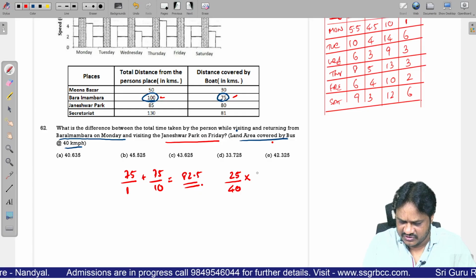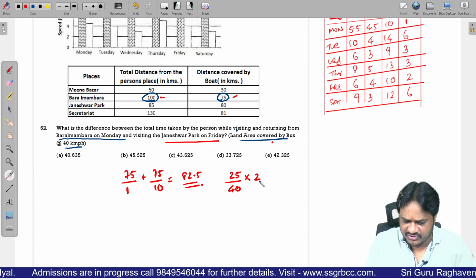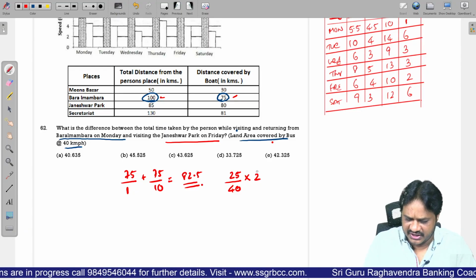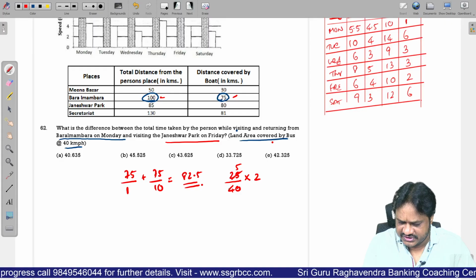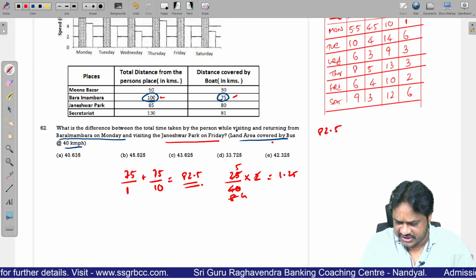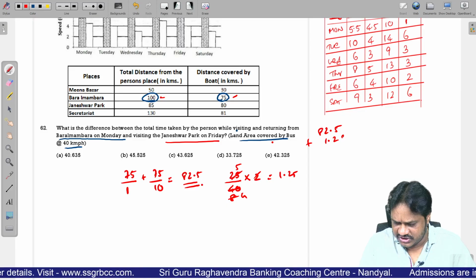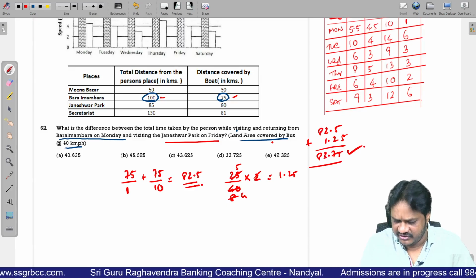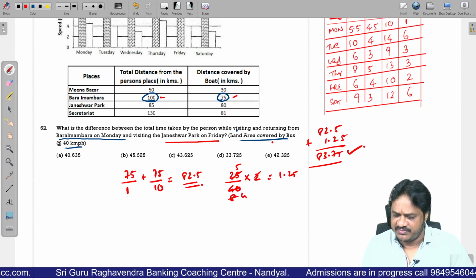Since it is both visiting and returning, I am taking into 2. Why are we taking into 2? It is both visiting and also returning. Now 5 fives, 5 eights, 2 ones, 2 4. We will get 1.25. So totally it is 82.5 plus 1.25. It is 83.75 hours.